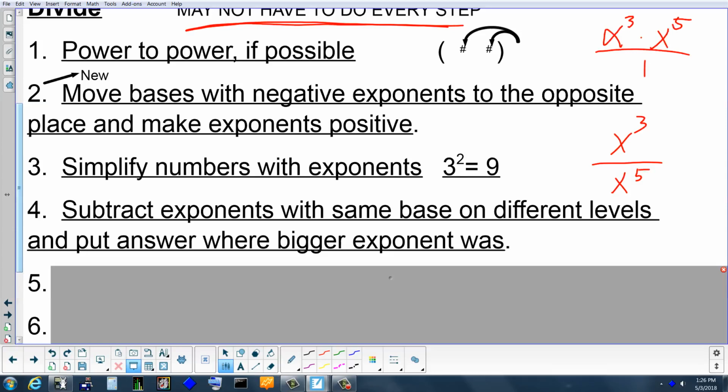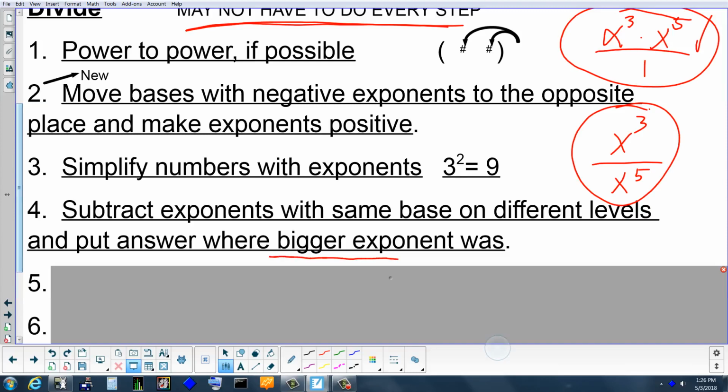What do you mean? I thought we subtracted there. When they're on different levels, like right here, you would subtract. When they're on the same level, like this one, you would add. Okay, so step 4 is subtract the same base exponents that are on different levels. Remember, always put the answer where the bigger exponent was. That's where I keep asking you guys, top or bottom? Top or bottom? Okay, so that's that step.